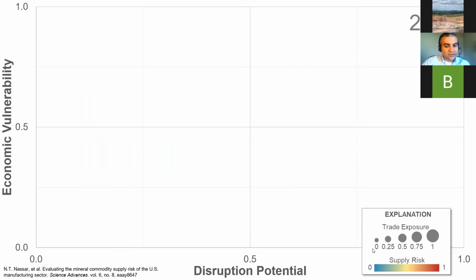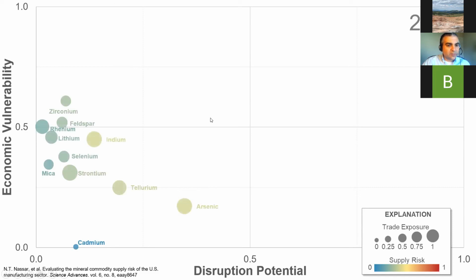So the disruption potential is on the horizontal, the economic vulnerability is on the vertical. The point size that I'll be showing is the trade exposure, so the net import reliance relative to apparent consumption. And then the overall shade of the point will be the aggregate supply risk score, which is simply the geometric mean of the three indicators. Okay, so I'll show these in different clusters so it's a little bit easier to read.